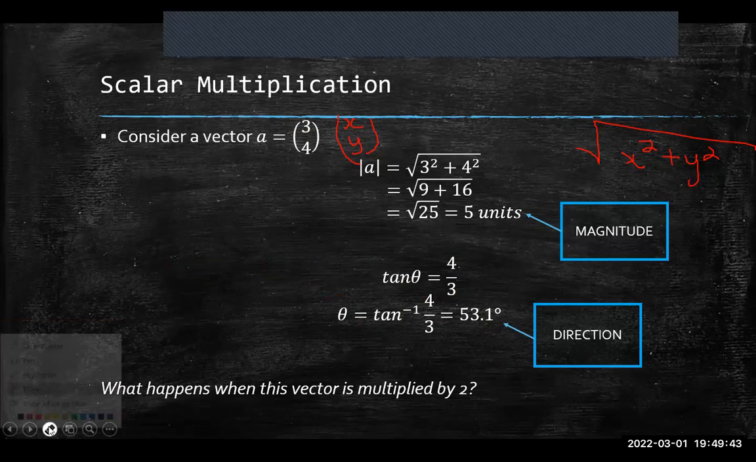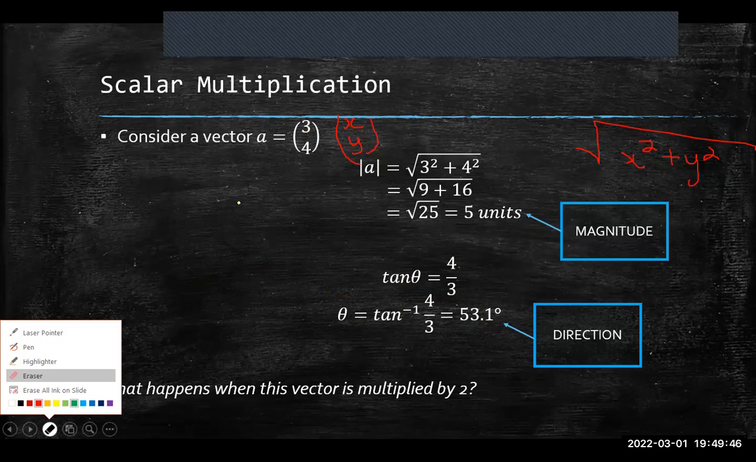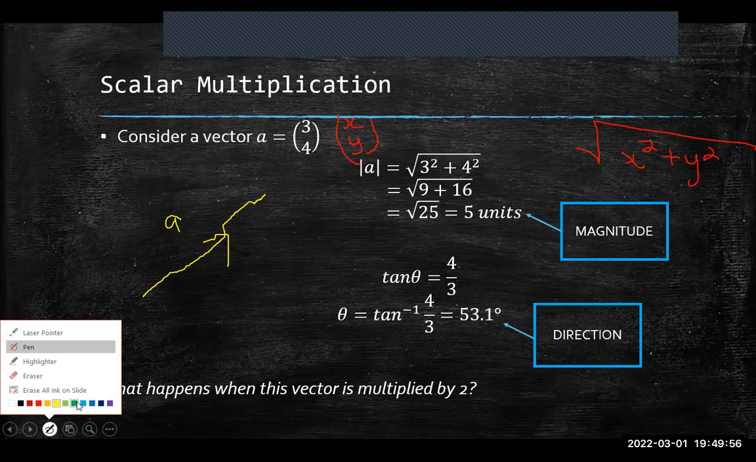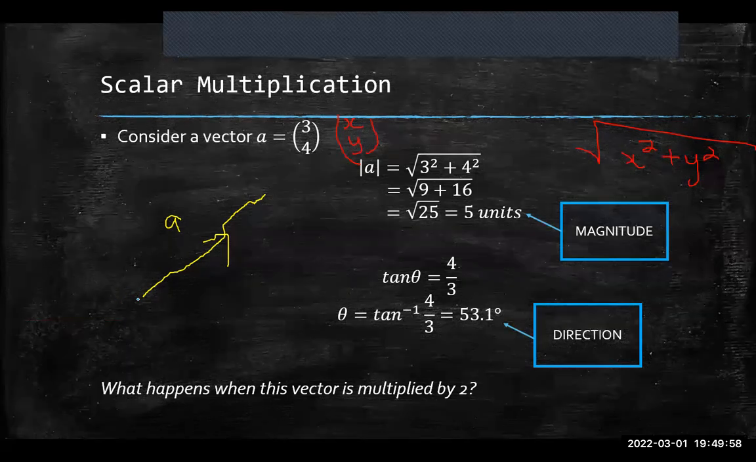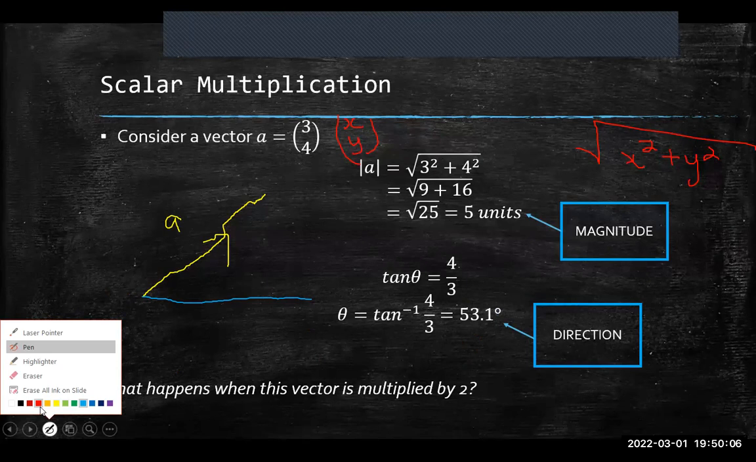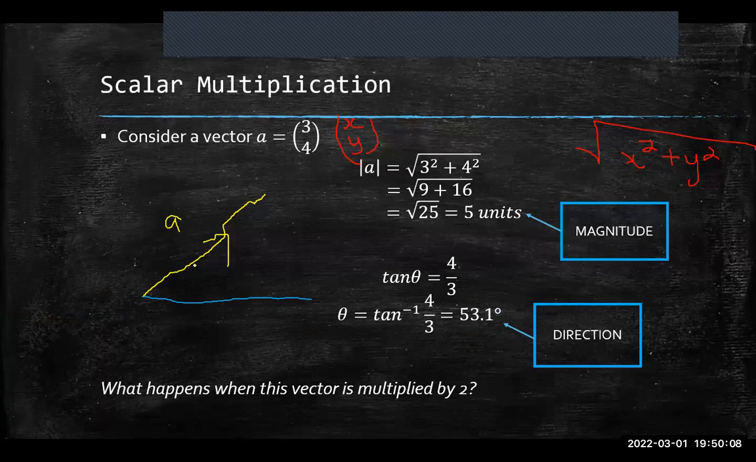So this might look like, let's say this is my vector A. Let's just pretend that's a straight line. Let's say this is my vector A, and this is the x-axis. See this 51.3 degrees? It's the angle between the vector and the x-axis. So it will be this angle right here. So that's the magnitude and the direction of my vector A.